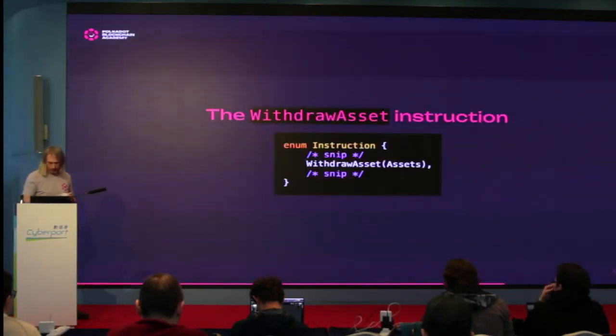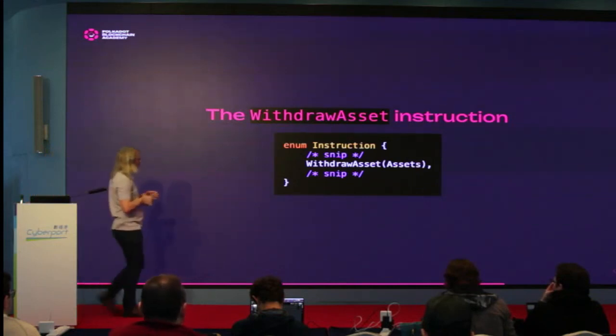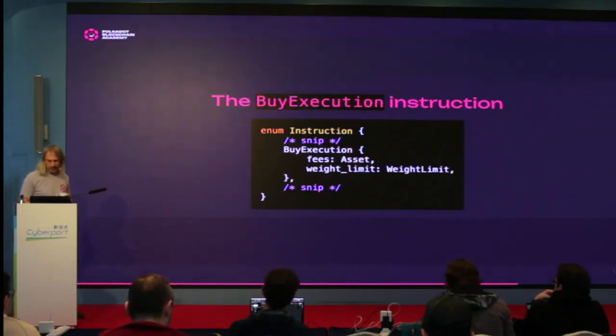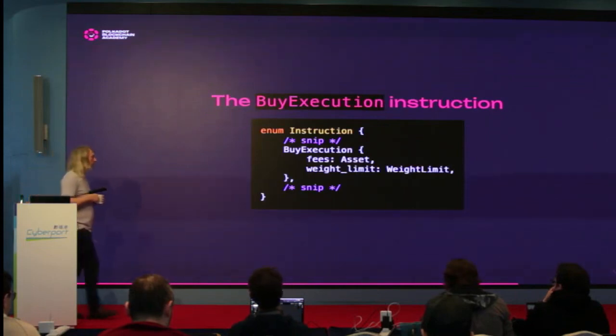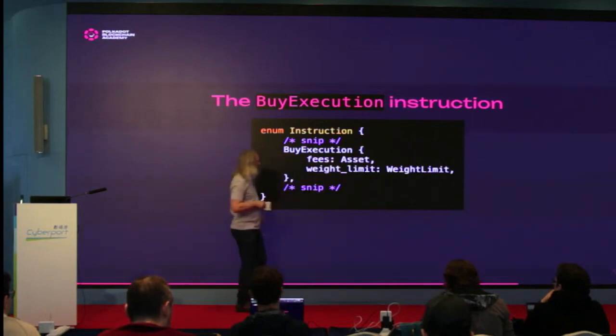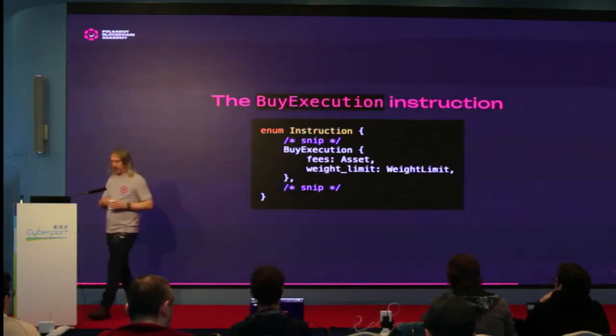Okay, so, withdraw asset instruction. There it is, withdraw asset. There's some assets that it takes as a parameter. By execution, this is what we're offering for our execution. This is the amount of weight that we want to buy.